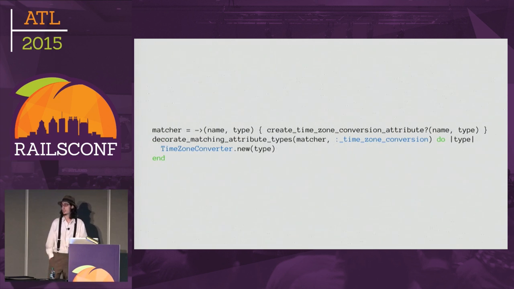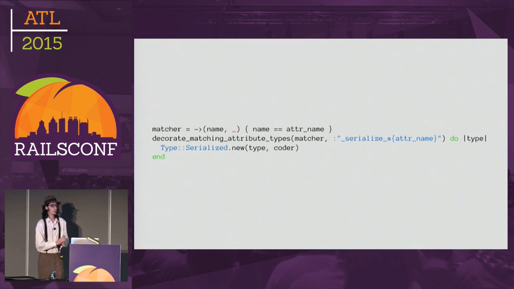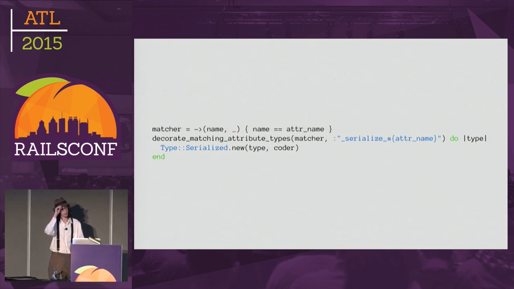So this is what using this API starts to look like as we consume it internally. We give it a block, we give it a name, and we look for any attribute that we previously had defined as a thing that we would convert the time zones on. We then create a new type object that wraps the original, and in its cast and deserialize methods, it goes in and does the time zone conversion. Now, we can do the same thing for serialization. However, in this case, we're not basing it off of whether it's a time column. In this case, we're basing it off of purely the name. When you call serialize, it's serialize foo, and you might say JSON instead of YAML.